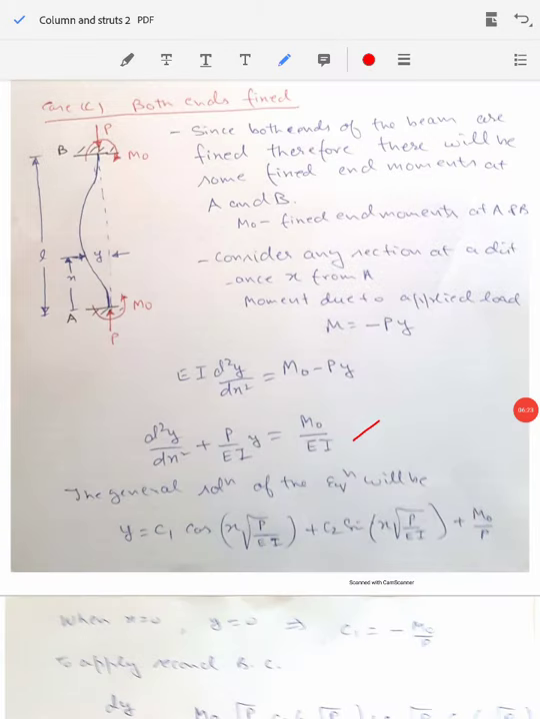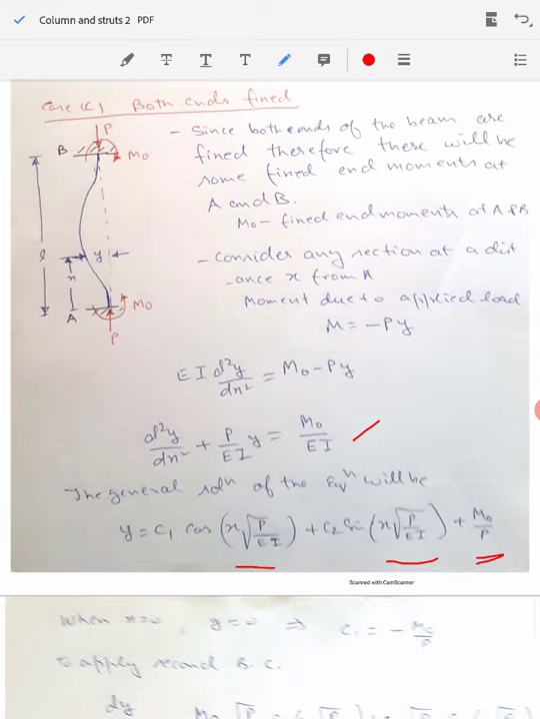The general solution of this equation, either you can choose P by EI equal to alpha square and then write that equation, but I am straight away writing because in the last two cases we have already done this exercise, so you understand what is the meaning of that. So therefore we write the solution directly in terms of P by EI. So this will be C1 cos x under root of P by EI plus C2 sin x under root of P by EI plus M0 by P.